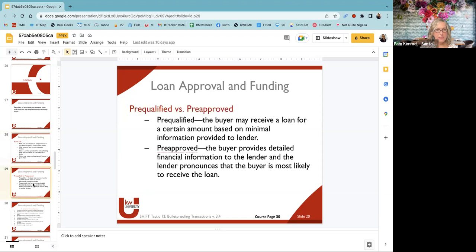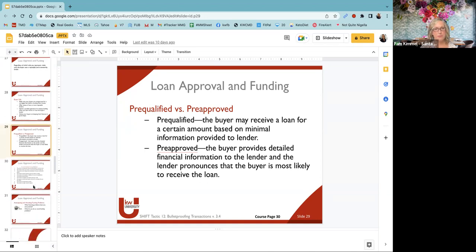Let's see here. I was ahead of myself. Buyer pre-qualify, the buyer can receive a loan for a certain amount based on minimal information, whatever they've provided over the phone, and then pre-approved is based on actually submitting the documentation to the lender.